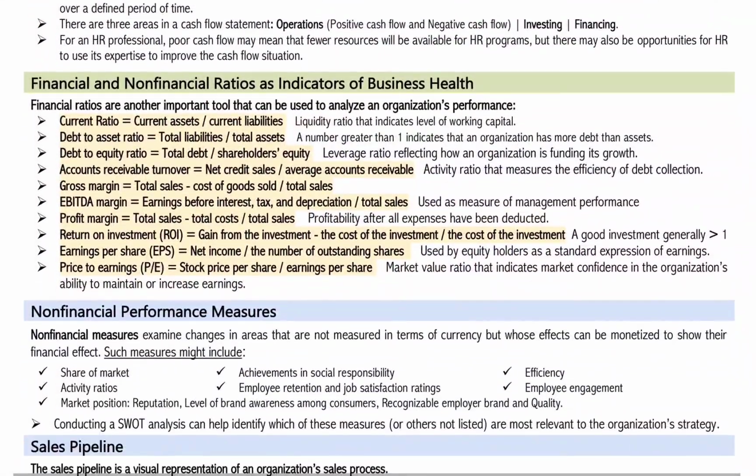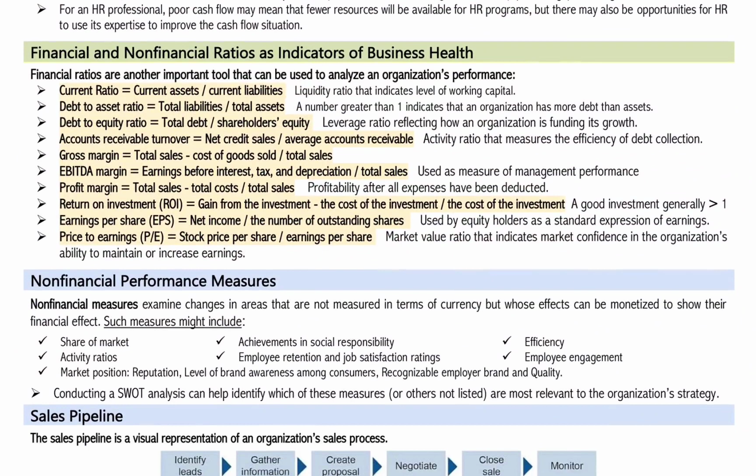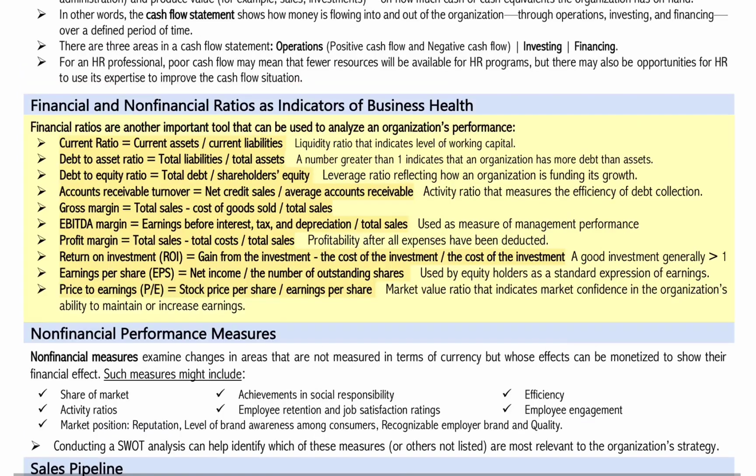Financial and non-financial ratios as indicators of business health. Financial ratios are another important tool that can be used to analyze an organization's performance. Current ratio equals current assets divided by current liabilities, a liquidity ratio that indicates level of working capital. Debt to asset ratio equals total liabilities divided by total assets. A number greater than 1 indicates that an organization has more debt than assets.